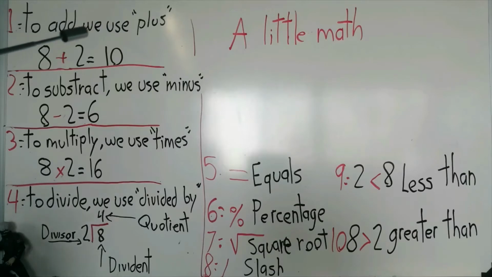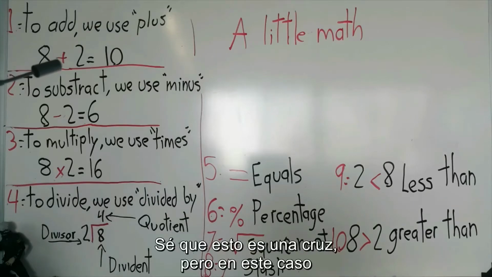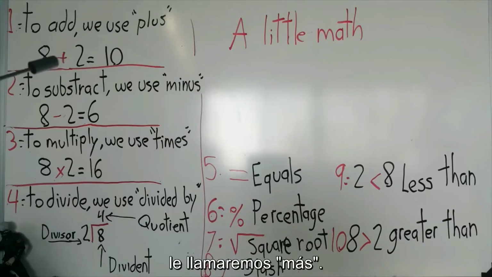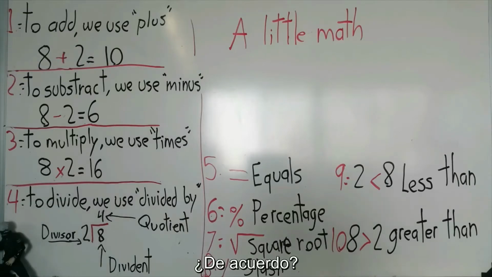Para agregar, usamos esta palabra. Plus, like PlayStation Plus, Disney Plus. I know this is a cross, but in this case we're going to see plus. For example, 8 plus 2 equals 10. Alright? Recuerden anotar todo, ¿de acuerdo?